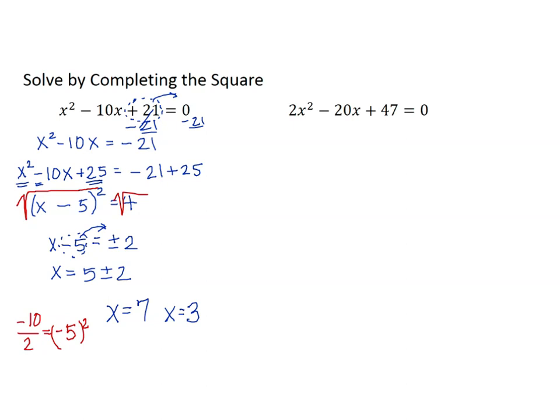One more. I'm going to do the same thing. I'm going to follow the process of completing the square, which means this needs to move to the other side. So I have 2x squared minus 20x equals negative 47, because I would subtract 47 from both sides.